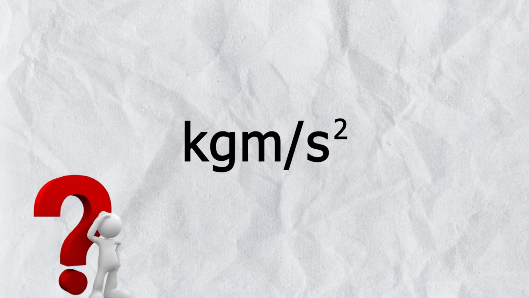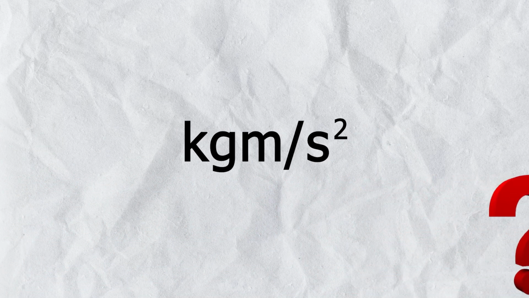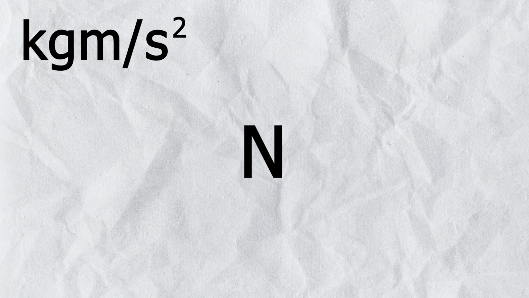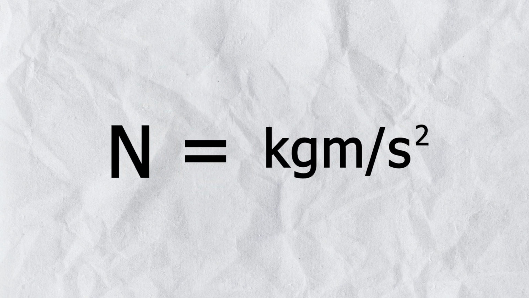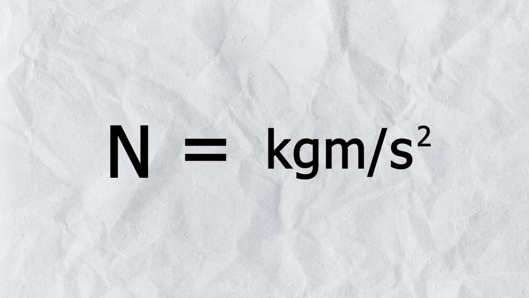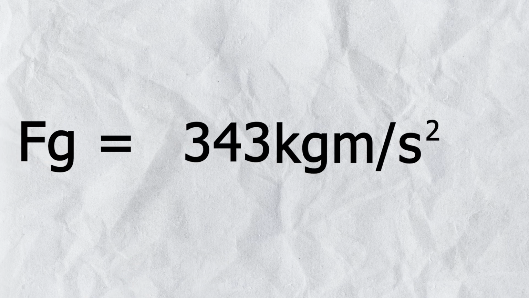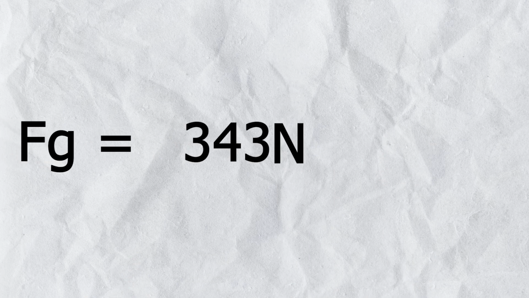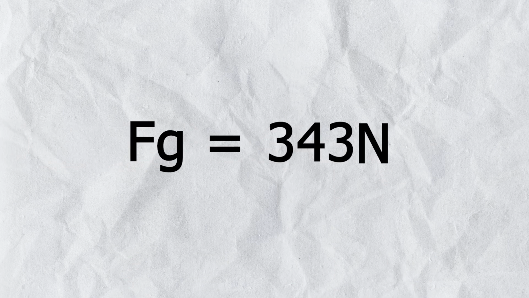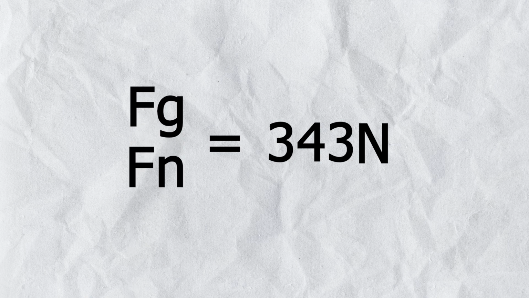Now, what does this mess of units even mean? Well, it would be a lot easier to know what it means once we simplify it. Newtons are the units that measure force, and conveniently, they're equivalent to kilograms meters per second squared. So we can replace all of this with newtons. This means that the force of gravity, and therefore the normal force, is equal to 343 newtons.